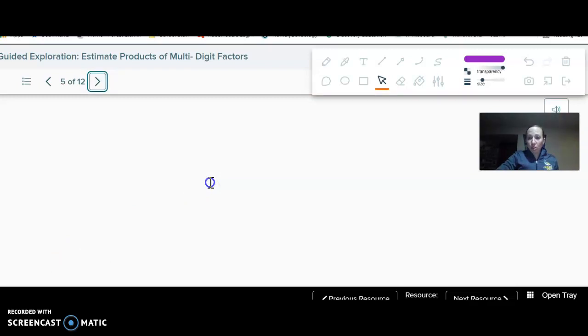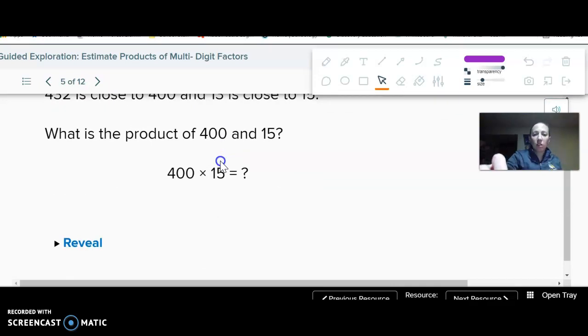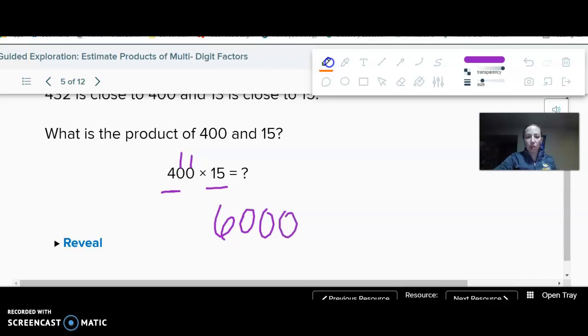So then if we do 400 times 15, well, 4 times 15 is 60, and then 2 zeros. I put my 2 more zeros on, so 6,000 is my answer. You may want to make a note on your sheet how we changed 432 to 400, not rounded. We changed it to 400. 13 we changed to 15, again, because they go nicely together.